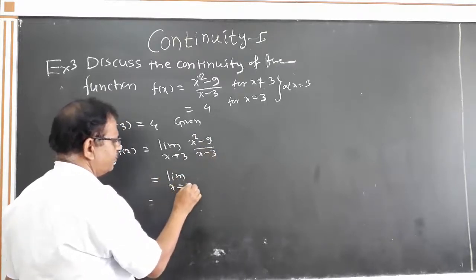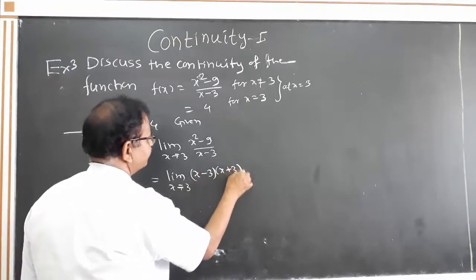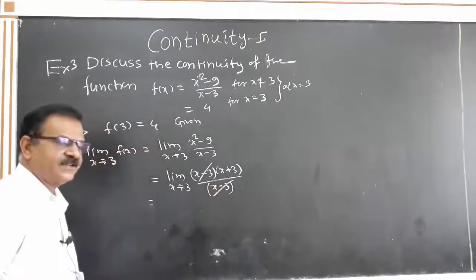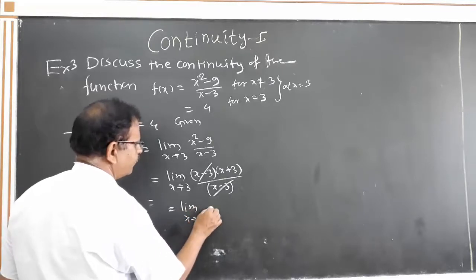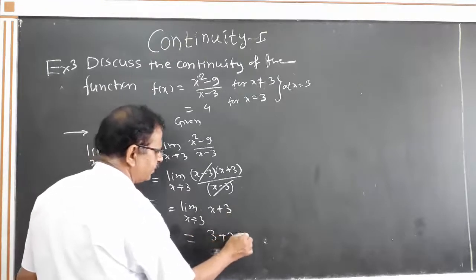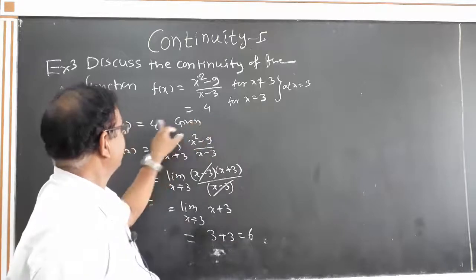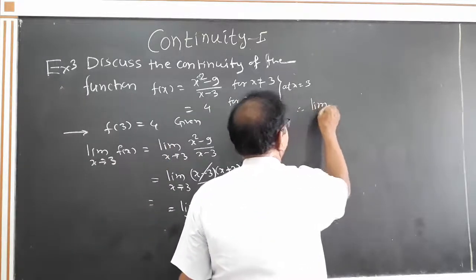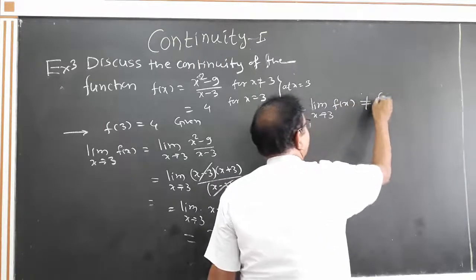We know that factors of numerator are x minus 3 into x plus 3 divided by x minus 3. Trying to cancel common factor, we get limit x tends to 3 of x plus 3 and which is nothing but 3 plus 3 equal to 6. See, here limit of the function is not equal to value of the function. Therefore, limit x tends to 3 of fx is not equal to f of 3.